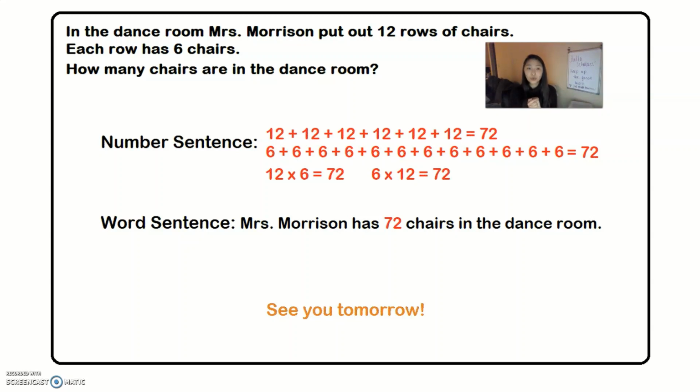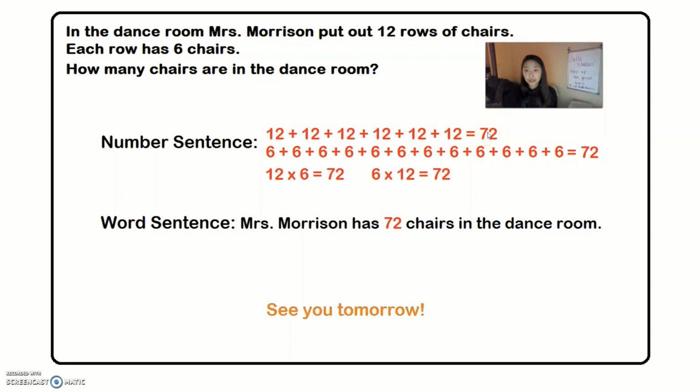I do want to go over the number sentences right underneath me, and it is 12 plus 12 plus 12 plus 12 plus 12 plus 12 equals 72. There are 6 of them. It can also be this long number sentence of 6s. Again, if you're adding the same number over and over and over again, this is called a repeated number sentence. And the answer is all the same for these.